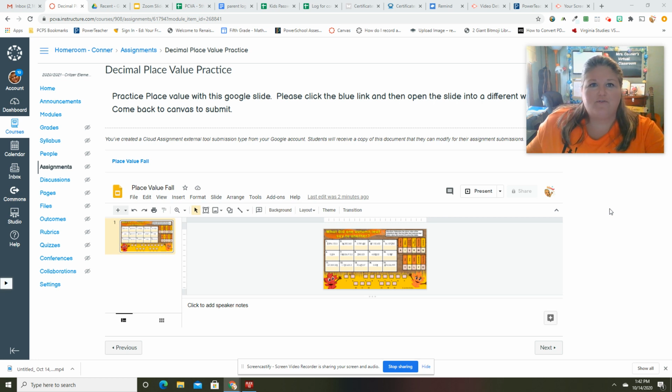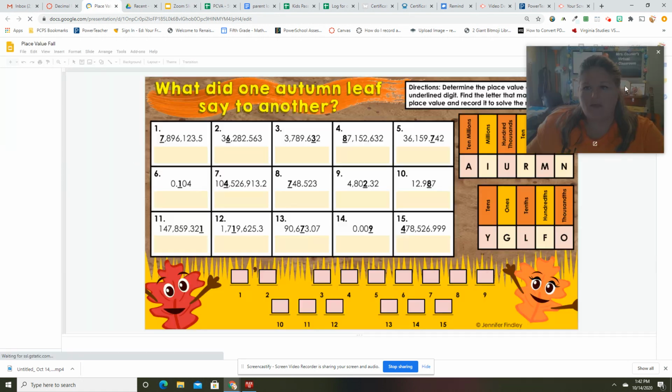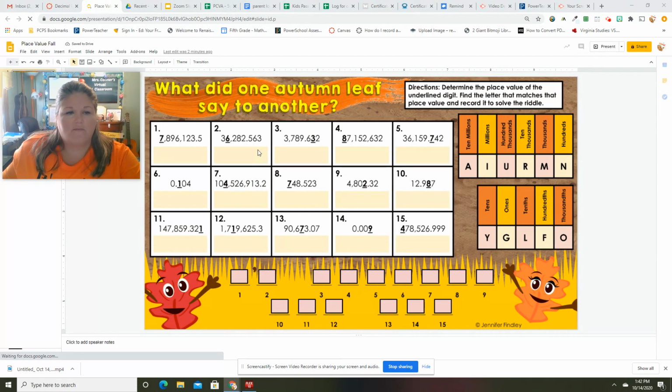Hi. So to finish up with decimal place value, we're going to do a Google slide. This will be the assignment you'll see in Canvas, and you click the blue link just like always. I'm going to move myself.